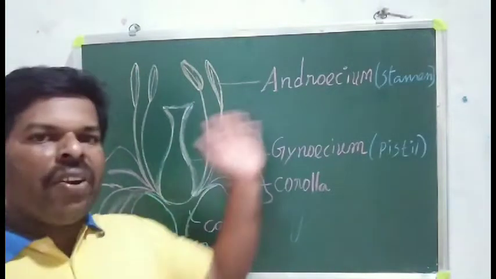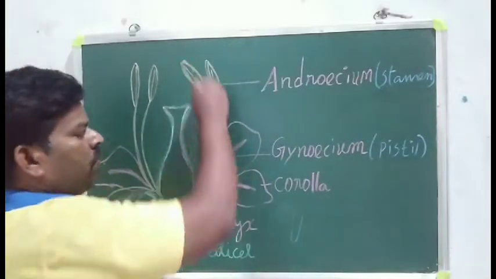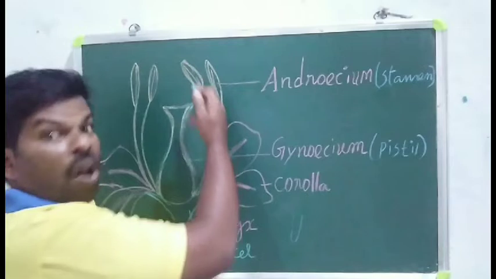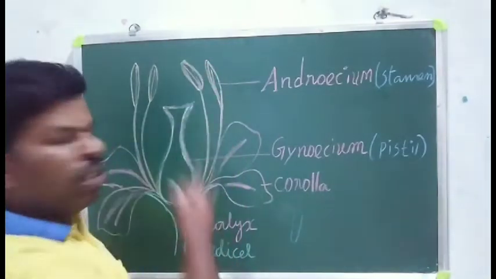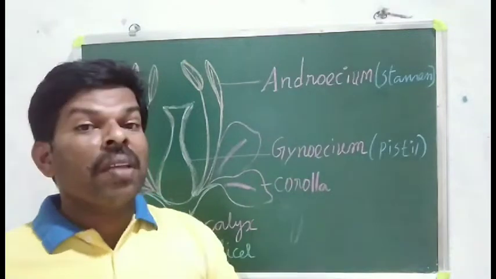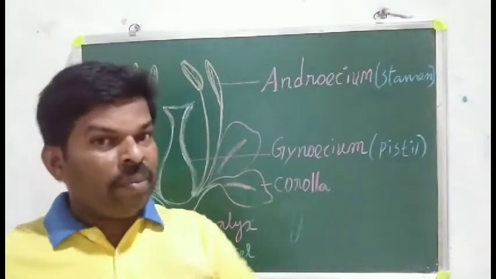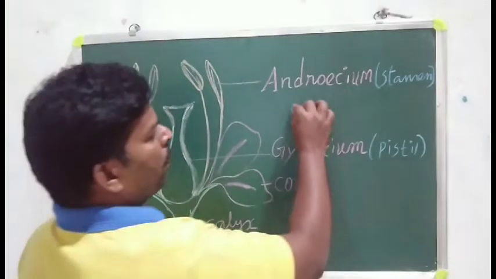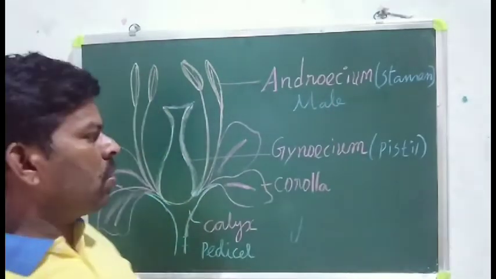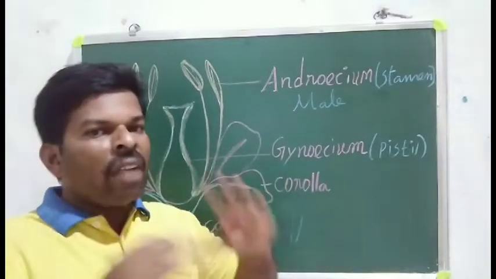Third is the androecium. The androecium is otherwise called the stamen. This is the androecium, like a long stalk with a pouch at the end. The androecium is called the male part of the flower. Very important. Male part. Is it clear? This is the male part. I told you the third layer. What is inside? I will explain.